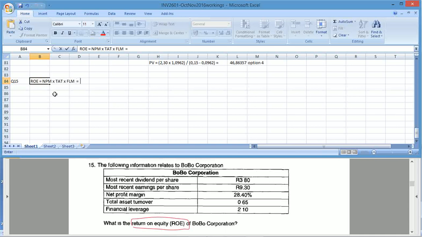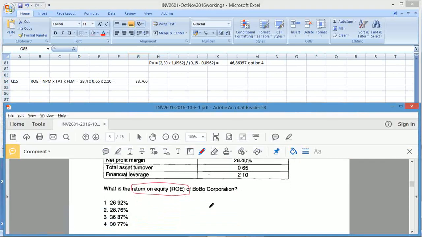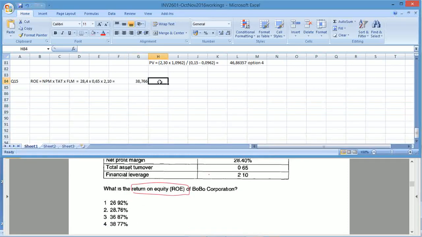Did they give you net profit margin? Yes, they did, 28.4%. Did they give you total asset turnover? Yes, they did, 0.65. Did they give you financial leverage? Yes, they did, 2.10. Type that into your calculator, and you get an answer of 38.76, which is option 4.